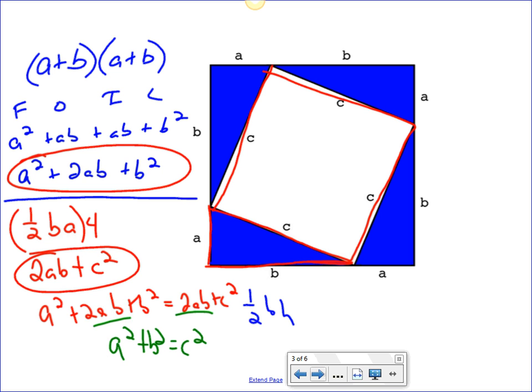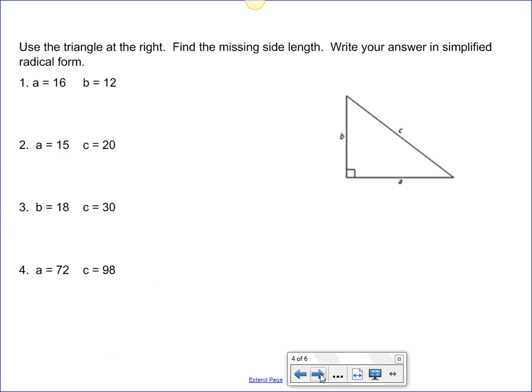Okay. So now that we have an idea of what it is and the background on it, how are we going to apply it today? Well, we're going to use that idea, A squared plus B squared equals C squared, to find the missing side lengths. So for instance, on the first one, if I know A is 16 and B is 12, how could I find the hypotenuse, or C? So it would be 16 squared plus 12 squared equals C squared. So 16 squared is 196.